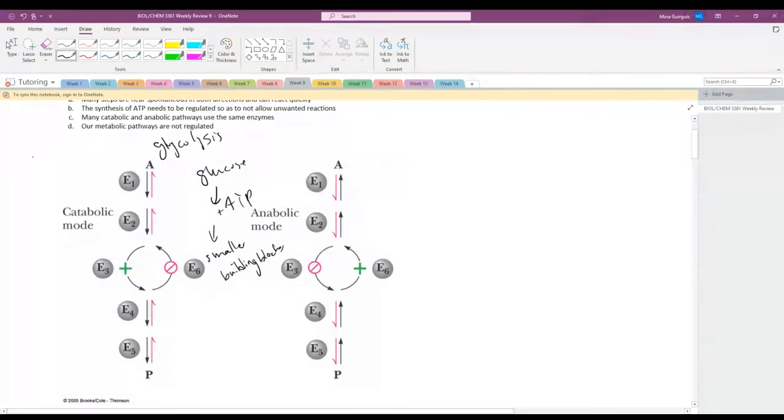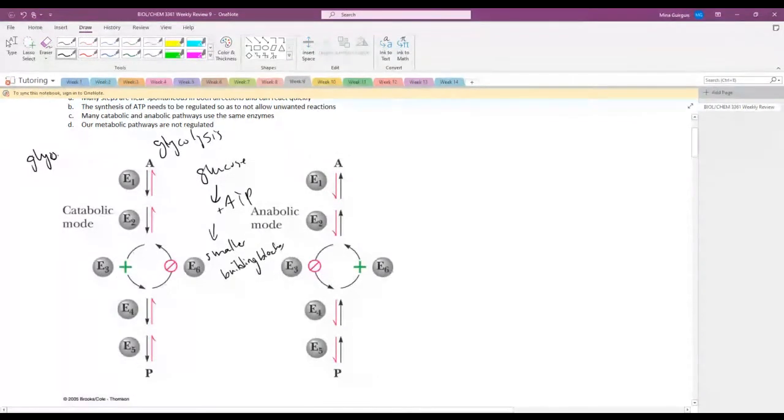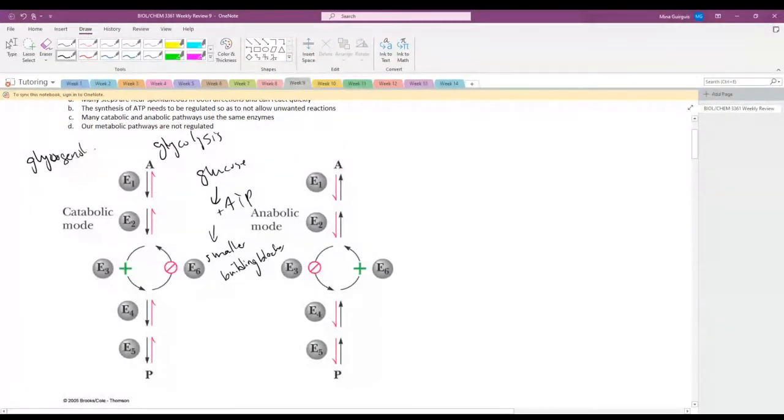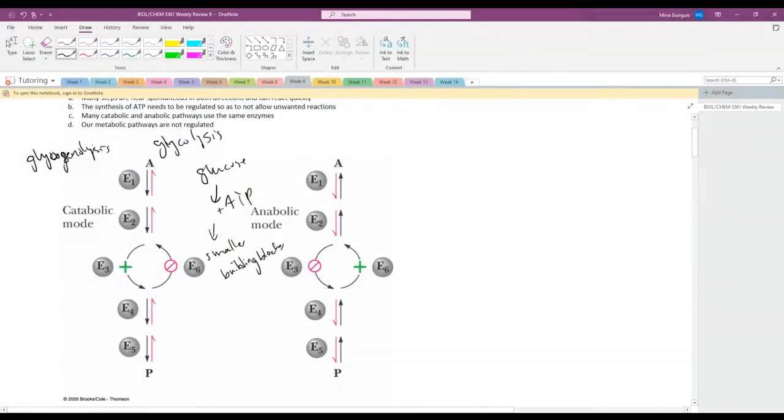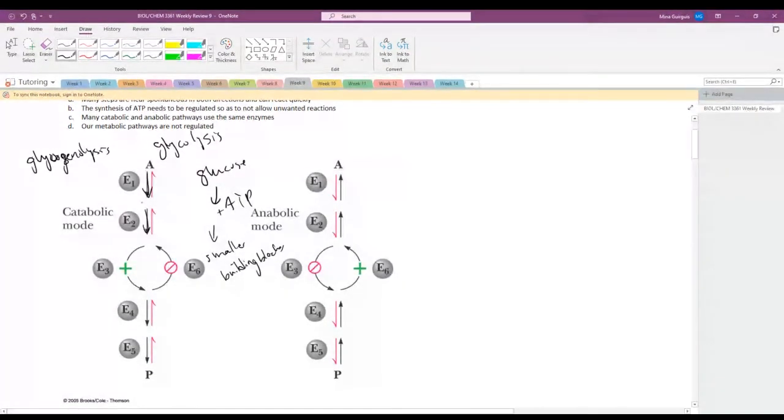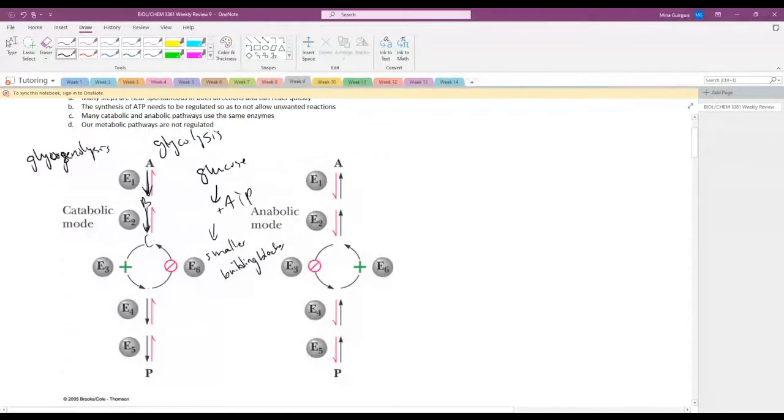Glycolysis and glycogenolysis, you're going to be learning about these two pathways more later. I just want to mention them to relate them. These follow the black arrows going down. E1 reacts to make A into B, B reacts to make C, C reacts to make D, and so on until you finally get to this product that I'm highlighting in yellow.